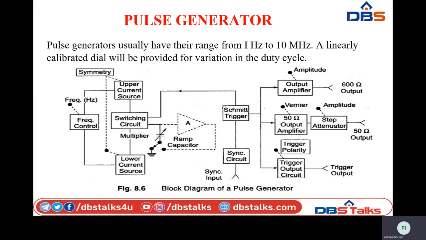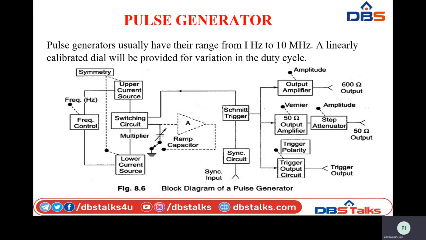Here we have two constant current sources, an upper constant current source and a lower current source. Along with that we have one switching circuit to connect the different current sources to the integrator input. Similarly, we have a ramp capacitor, which is connected to one multiplier switch so that we can vary the capacitor value. Similarly, we have a Schmitt trigger circuit with the synchronous circuit.